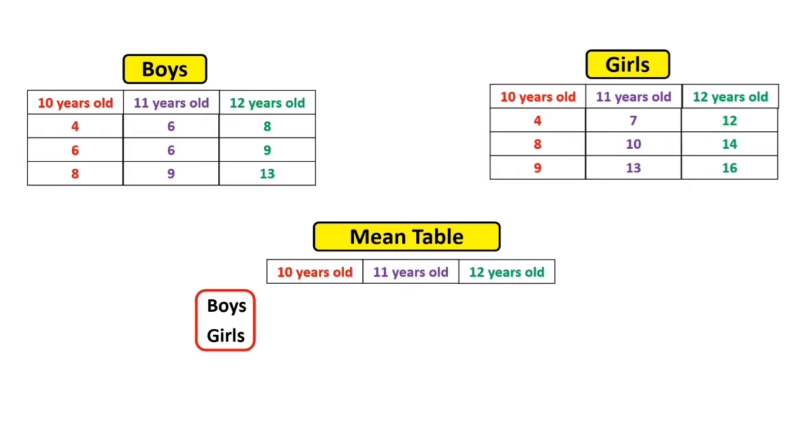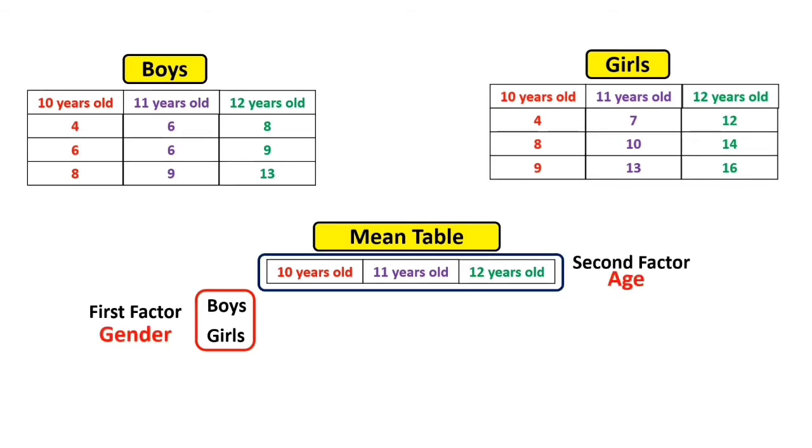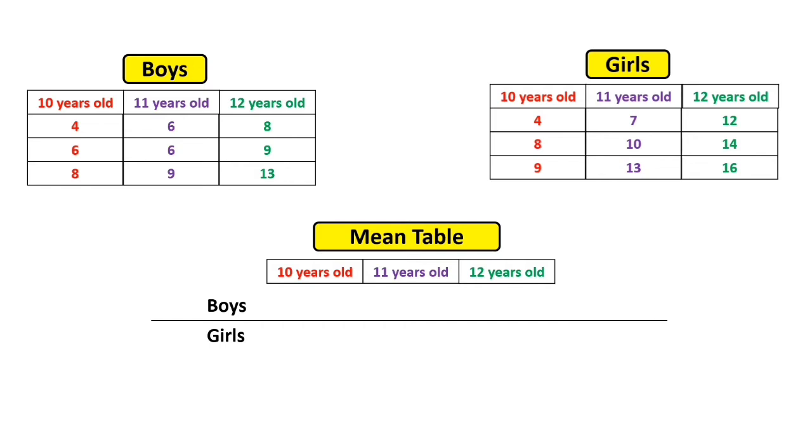The boys and girls is the first factor, which is gender. The second factor is the age group. So let us calculate the mean or average for the 10-year-old boys, and that is 6. Let's plot it to the mean table. 11-year-old boys is 7. Bring it to the mean table. The mean test score for 12-year-old boys is 10.